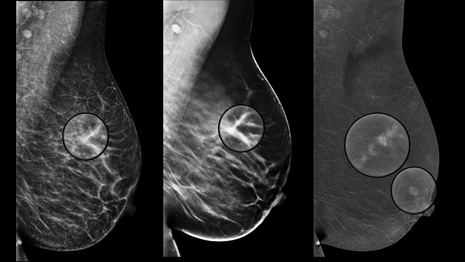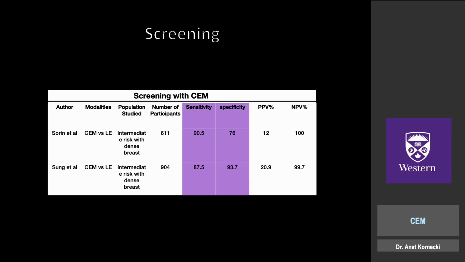Everyone gets contrast-enhanced mammography because we know that we can see, I showed you a patient with fatty replaced breasts, I showed you a patient with scattered fibroglandular densities, always helpful. How about screening? We were talking about diagnostic, how about screening?